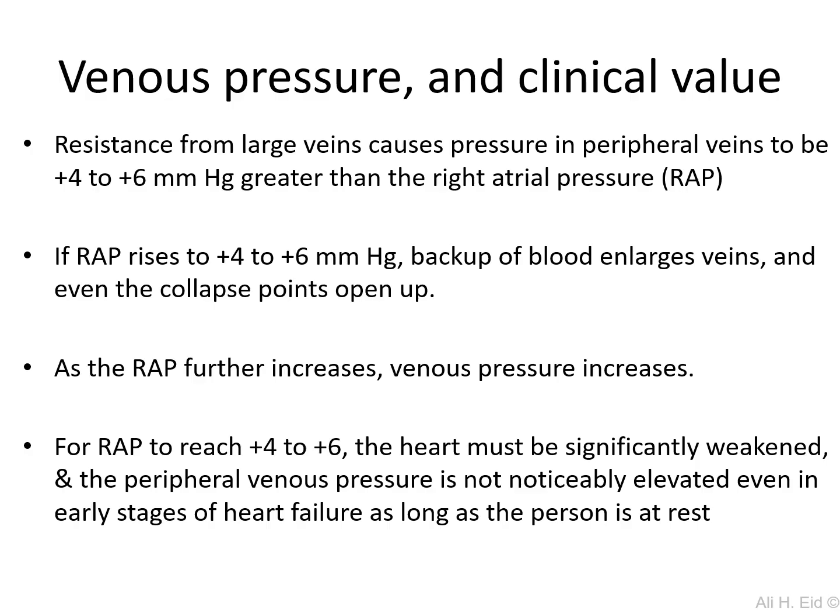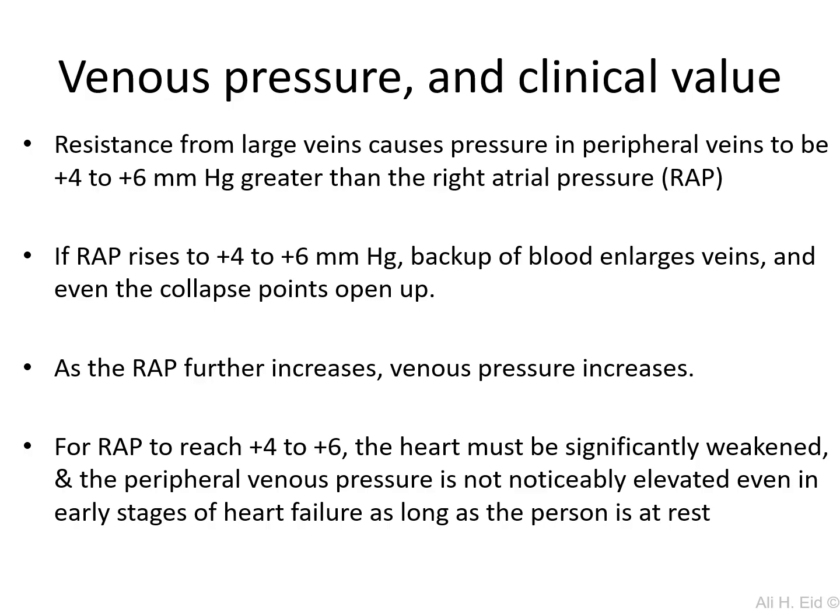The venous pressure is related to many aspects when we talk about the values in the clinic. So the resistance, as I mentioned, from large veins causes the pressure in the peripheral veins to be 4 to 6 millimeters higher than the right atrial pressure.